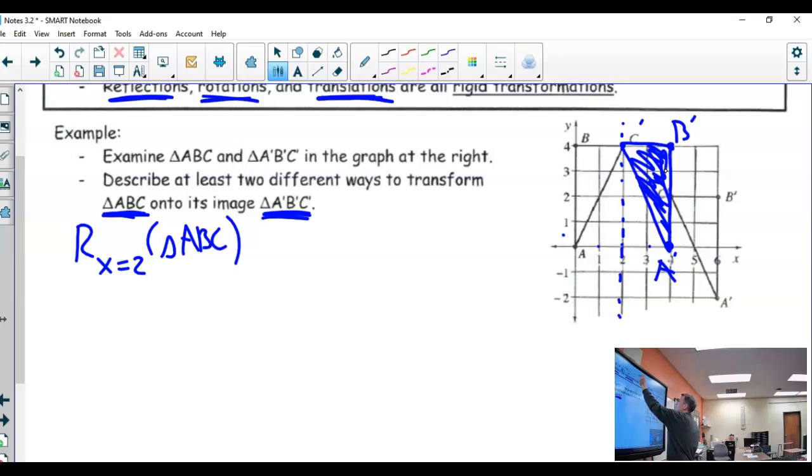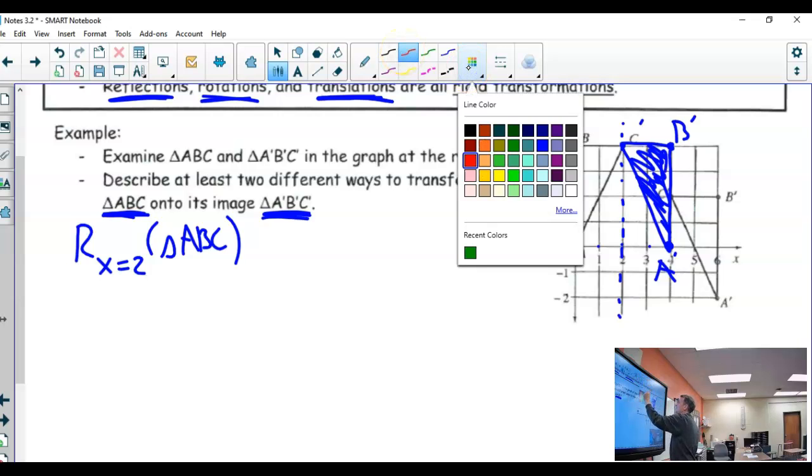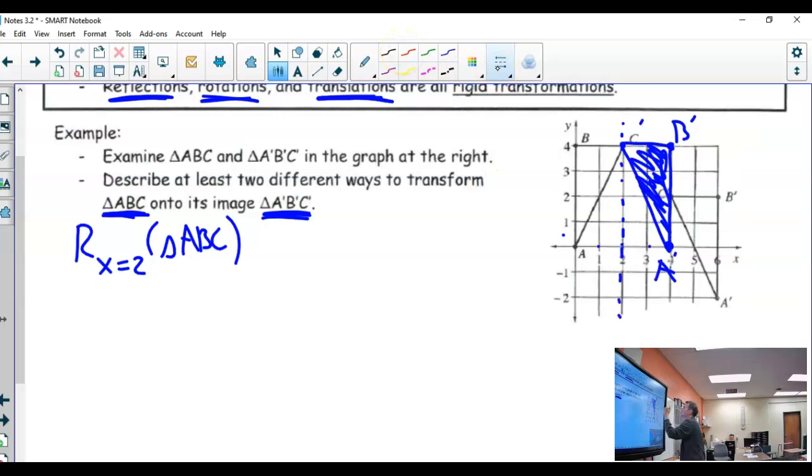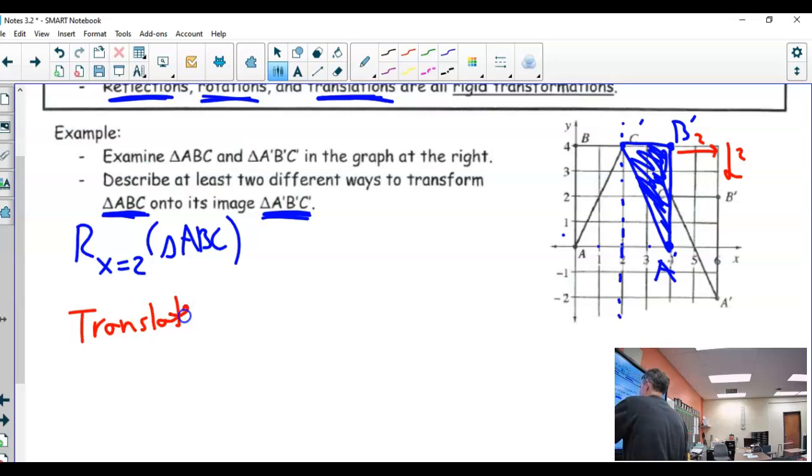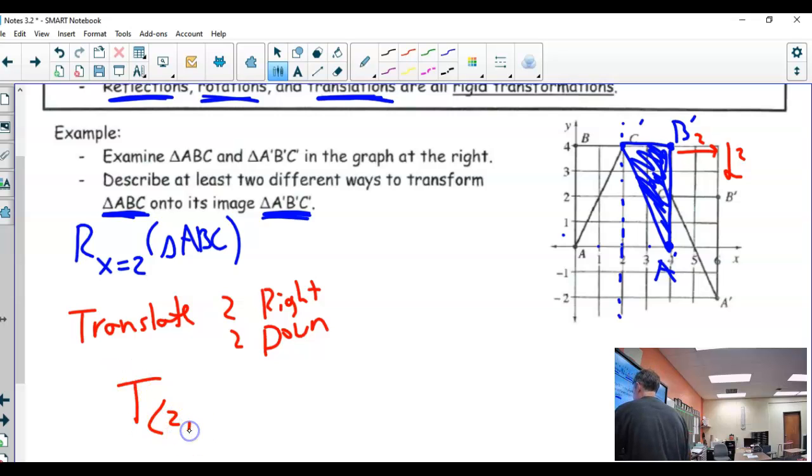Then I simply need to take this triangle, and I need to slide it. I'm going to slide it 2 spots this way and 2 spots this way. I'm going to slide it to the right and down. Let me show you how we would say that. Well, we'll just do it easy today. We're going to translate it 2 to the right and 2 down. And if you want to see how to do that the cool way, it would be this.